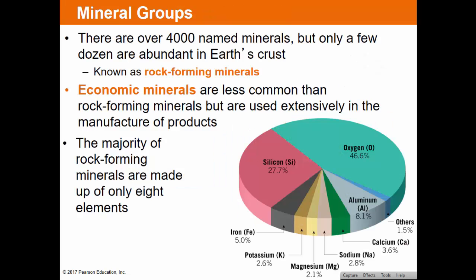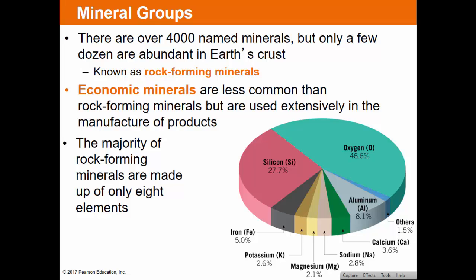All right, there are over 4,000 named minerals, but only a few dozen are abundant in the Earth's crust, and those are known as rock-forming minerals. There are also economic minerals that are less common than rock-forming minerals, but are used extensively in some manufactured products. The majority of rock-forming minerals are made up of only 8 elements: silicon, Si, and oxygen, O, that's obviously the bulk of them.